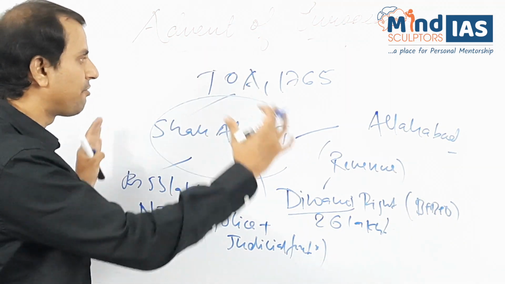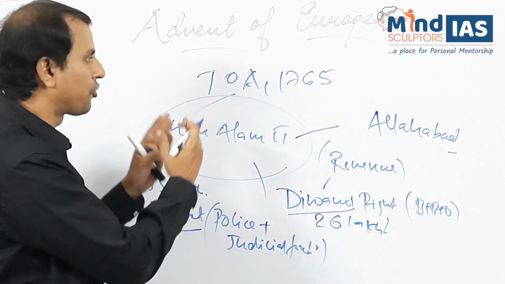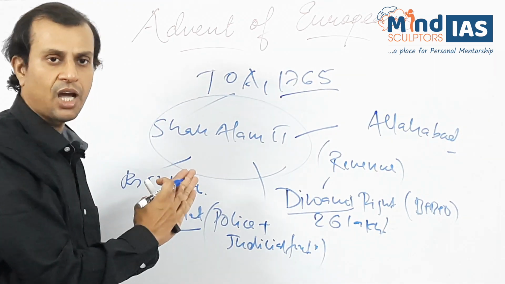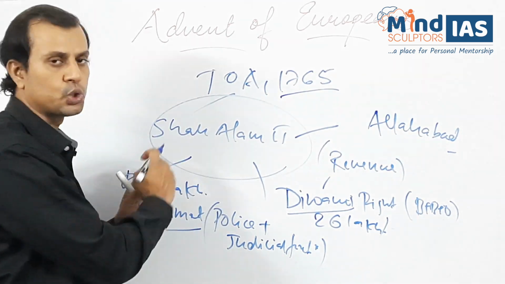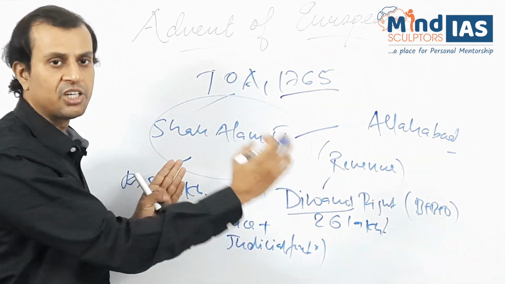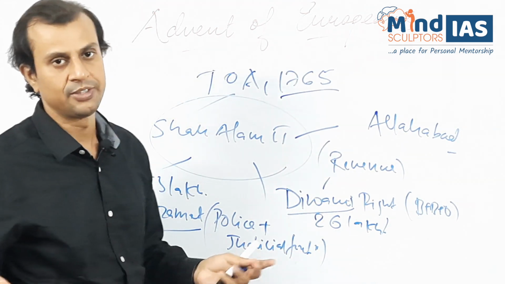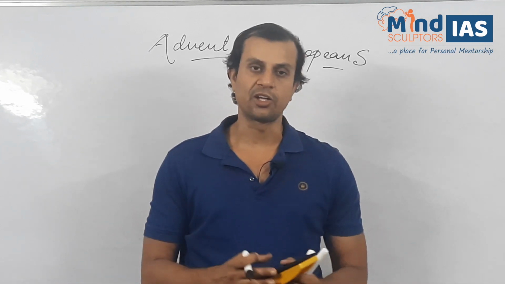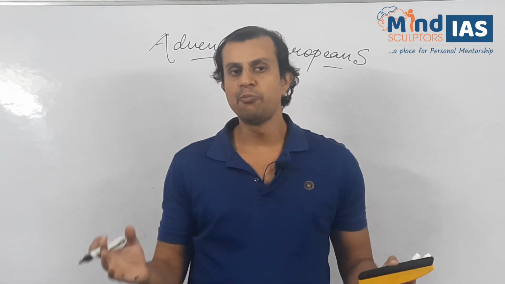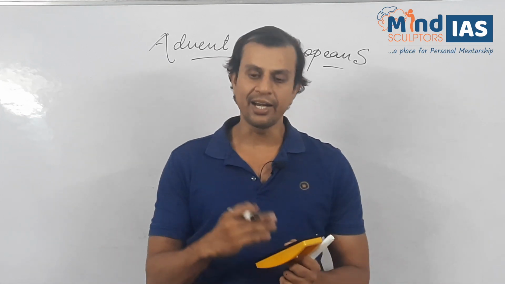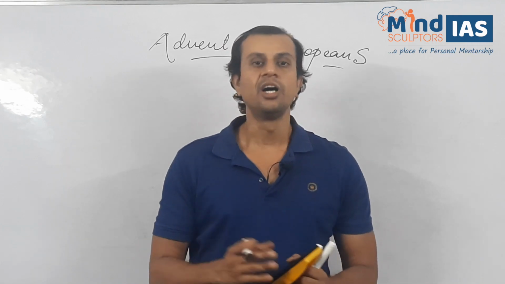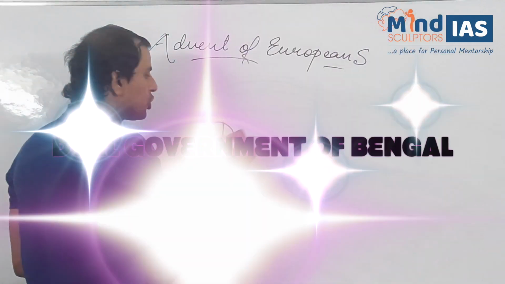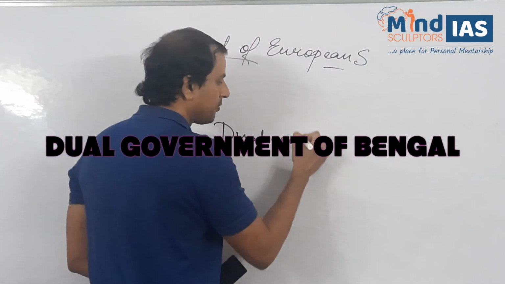So these were the various components or provisions of the Treaty of Allahabad signed in the year 1765 between Robert Clive on one side and Nawab of Awadh Shujauddaulah and Mughal Emperor Shah Alam II on the other side. We know that the Treaty of Allahabad was signed as a result of the Battle of Buxar. Now, one of the important results of the Battle of Buxar and the Treaty of Allahabad was the introduction of dual government of Bengal. Now, what is dual government of Bengal?